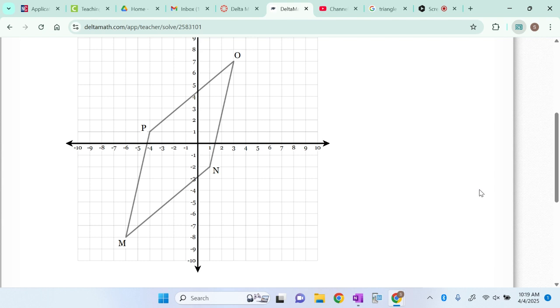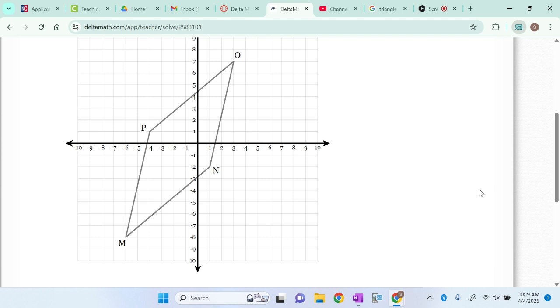Now, the next side I would want to test is the one that's opposite from it. Because if this side is not congruent to this side, it's not even a parallelogram, right? The opposite sides at the very least have to be congruent. All right. So again, I'm going to make another right triangle.